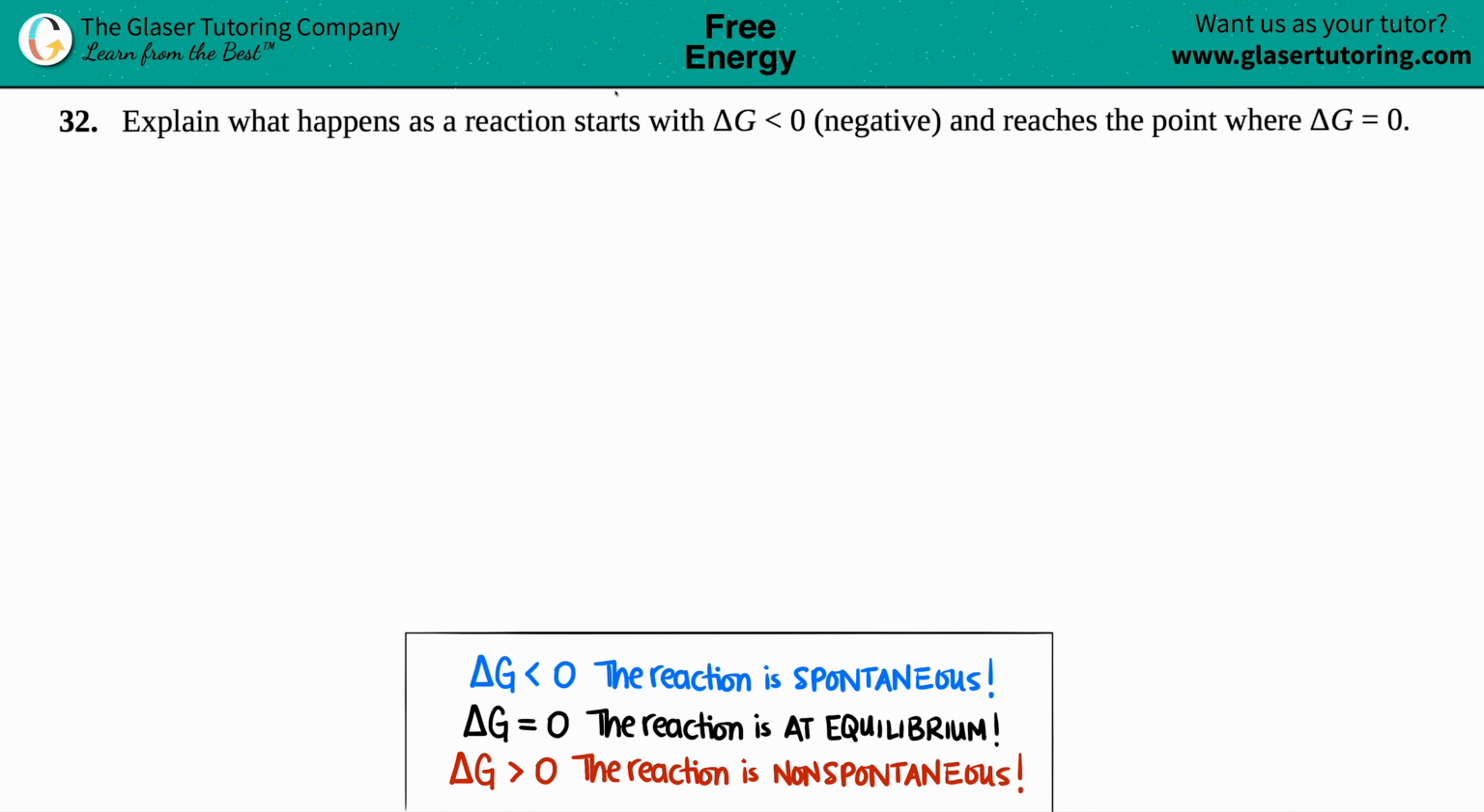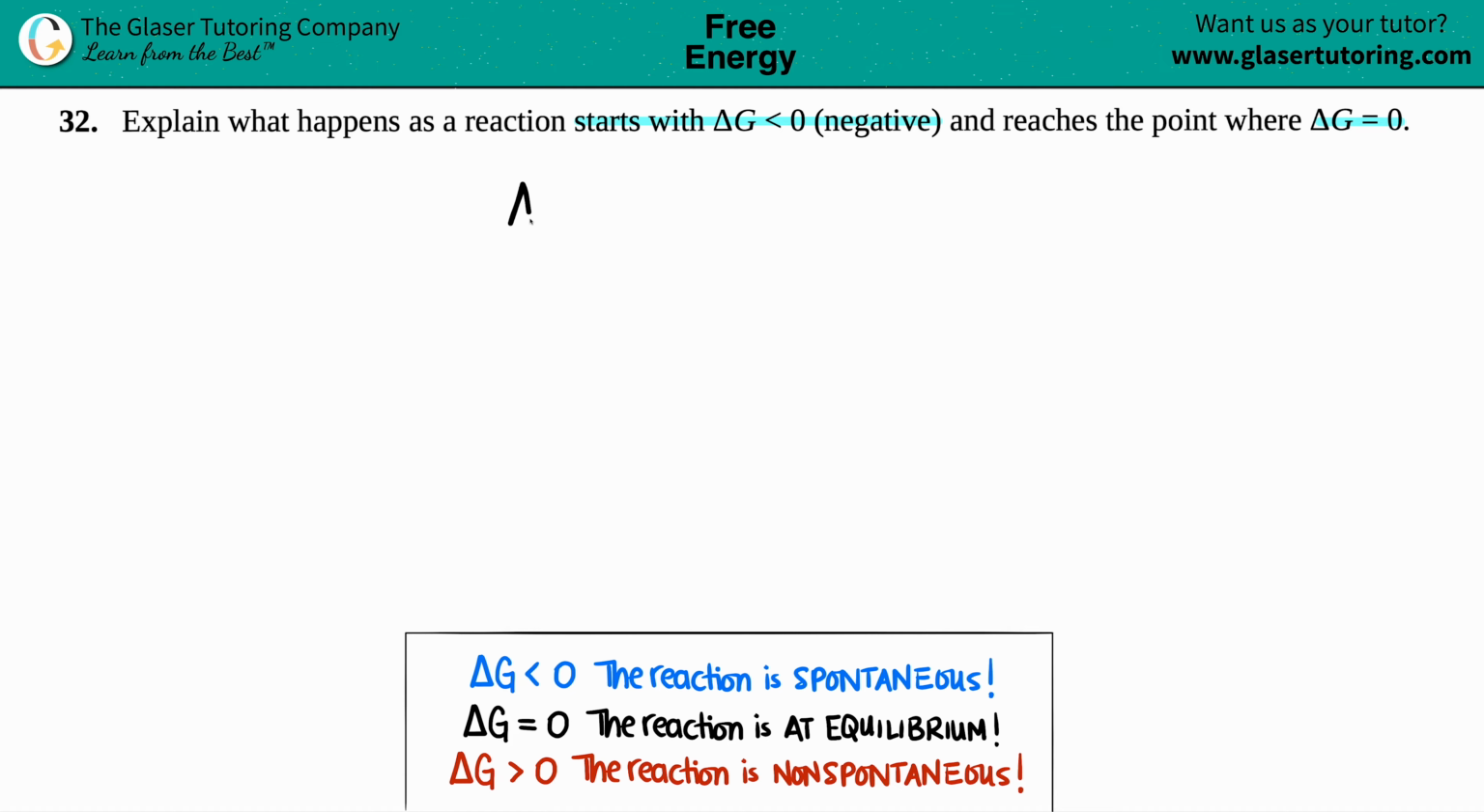Explain what happens as a reaction starts with a delta G that's less than 0, so it's negative, and then reaches the point where delta G equals 0. Okay, so let's draw this out. We have basically a reaction. It does not matter, so let's just write a random reaction, right?